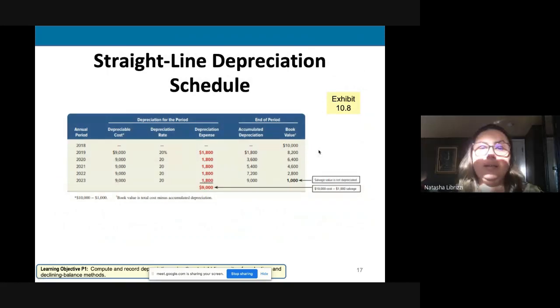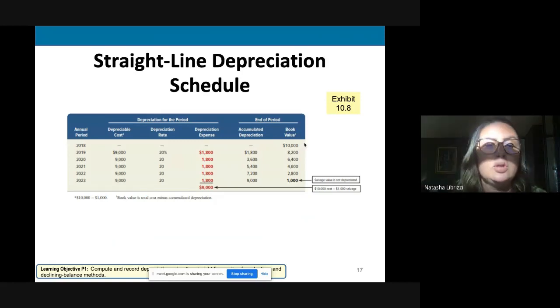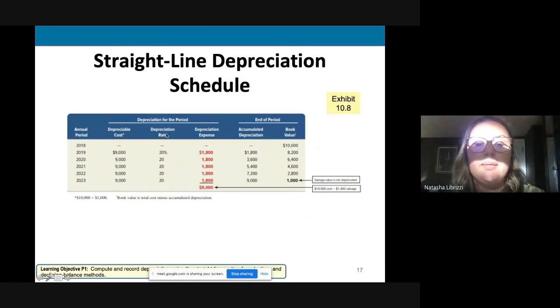Now, my straight line depreciation could also be put in a chart. If we put this in the chart, my depreciable cost is 9,000. Depreciation rate, this is going to become very important in the double declining method. It's 100% divided by 5. So 100 divided by 5 equals 20%. So really, if you take 9,000 times 0.2, it's 1,800. So it's the same thing we did before, but now we're doing it as a percentage.